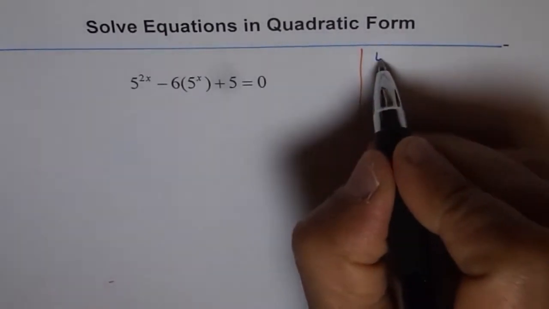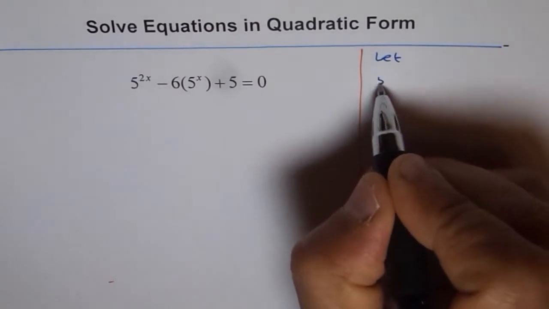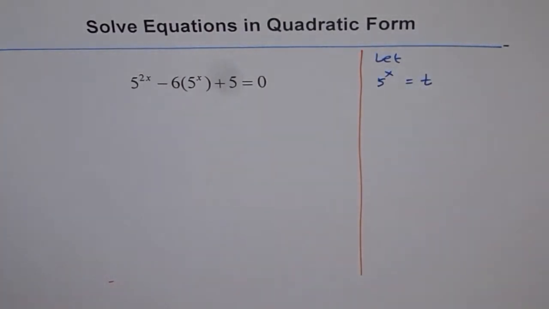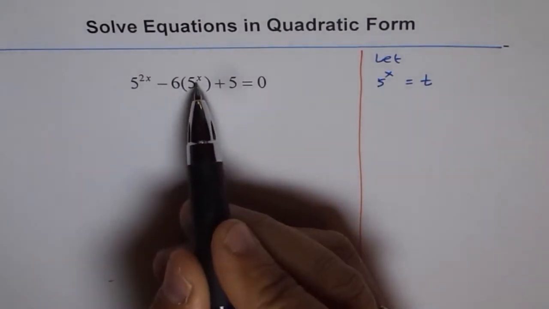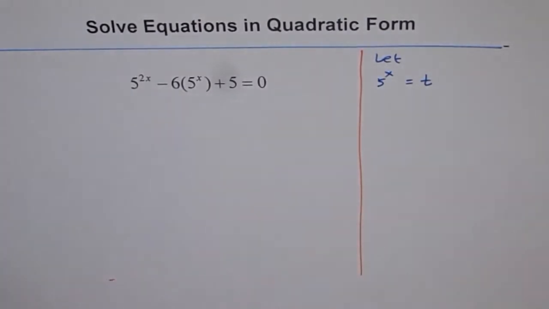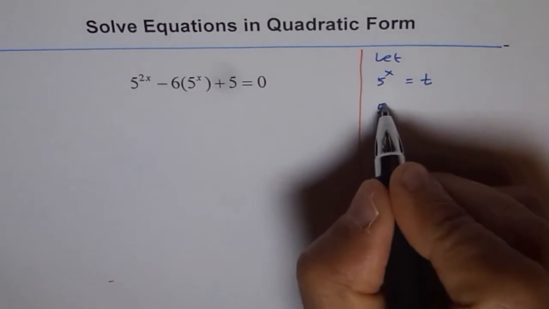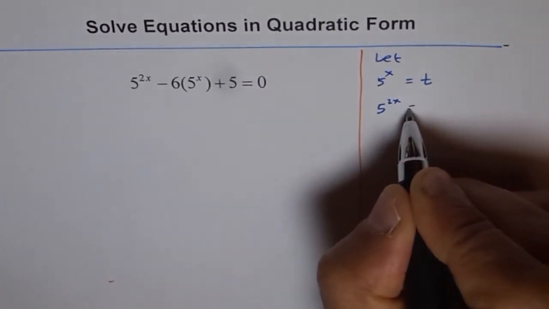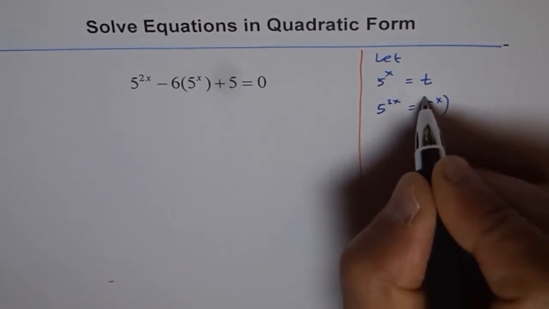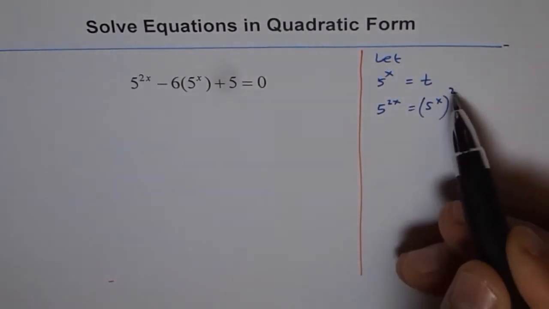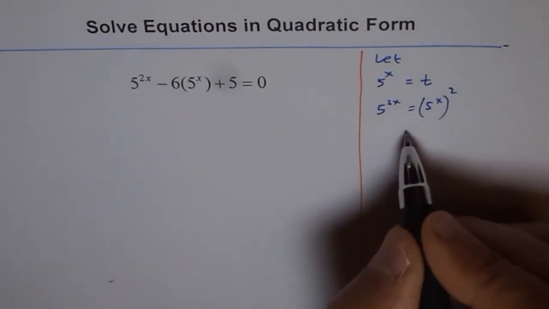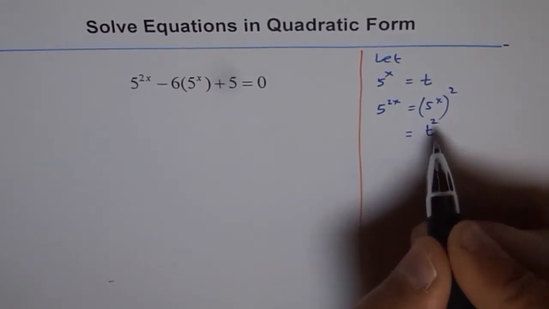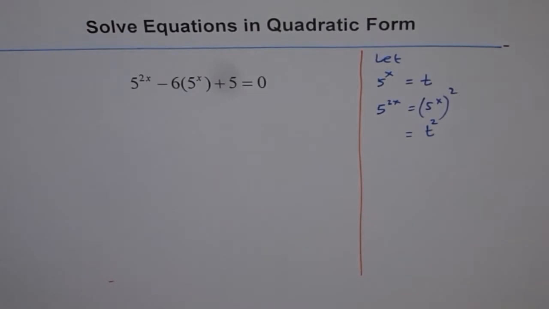So we say let 5 to the power of x equal t. Okay, 5 to the power of x is t. What is 5 to the power of 2x? 5 to the power of 2x can be written as 5 to the power of x whole squared. Is it okay? You multiply 2 with this. So it could be written as, since 5 to the power of x is t, t squared. Does it make sense? Yes, it does.